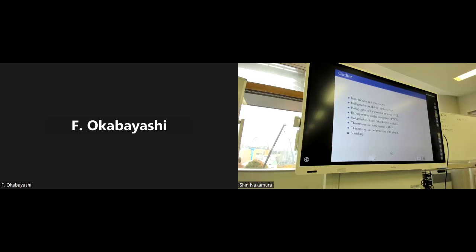I will start with the introduction and motivation. Then I will introduce the holographic back reaction model. What is the back reaction there? Then I will compute the holographic entanglement entropy from the bulk side. Then I will compute the entanglement wedge cross section. So up to this will be from the first part, the first paper.